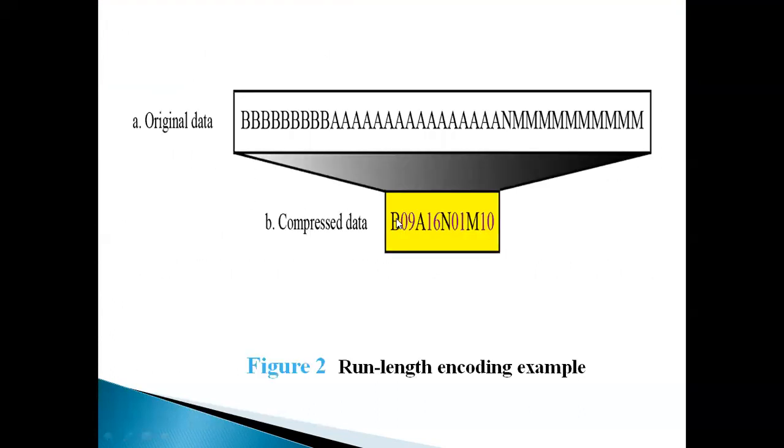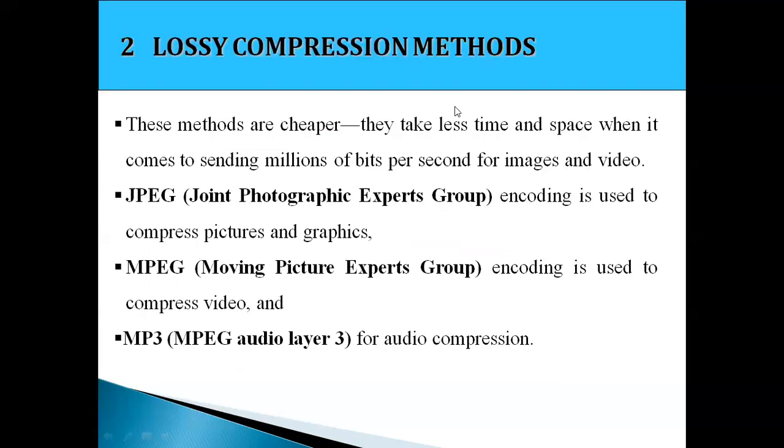What we do in run length encoding is take the number of times an occurrence is repeated and give it as a single occurrence. That is the main idea behind the run length encoding process. Lossy compression methods, which we discussed last, use different file format techniques: JPEG, MPEG, and MP3. Instead of text and programs, here we deal with images, videos, and audios. This is the difference between lossy and lossless.